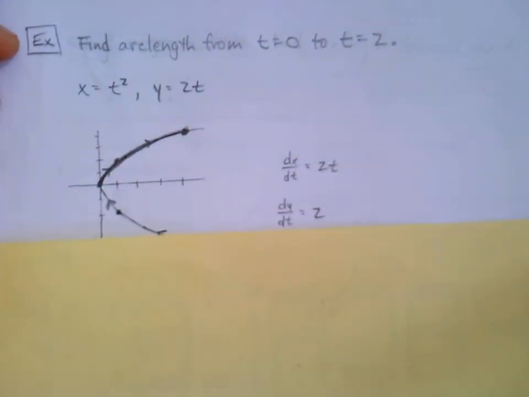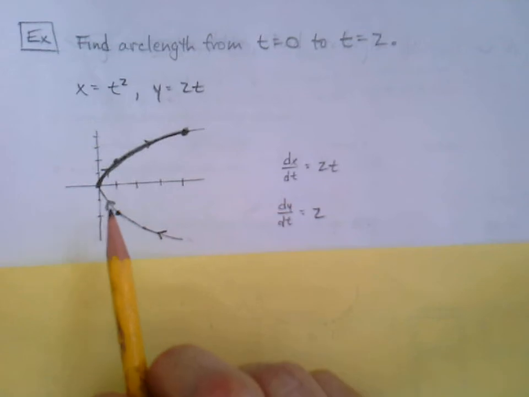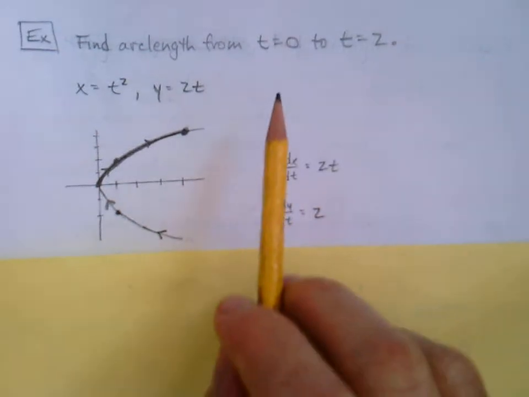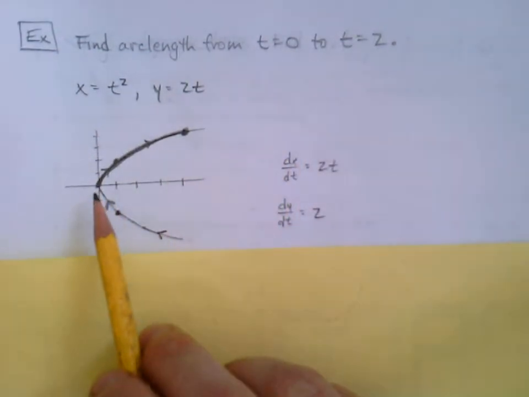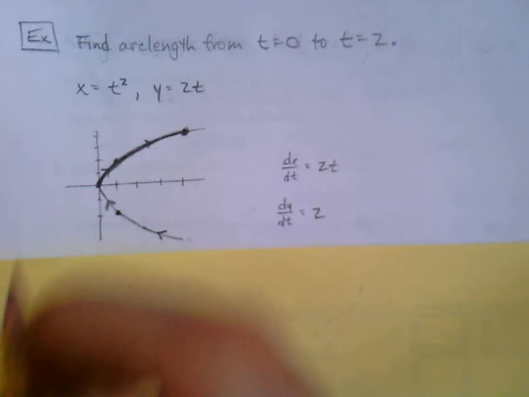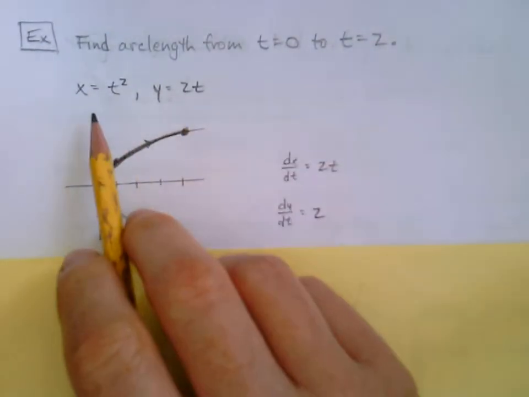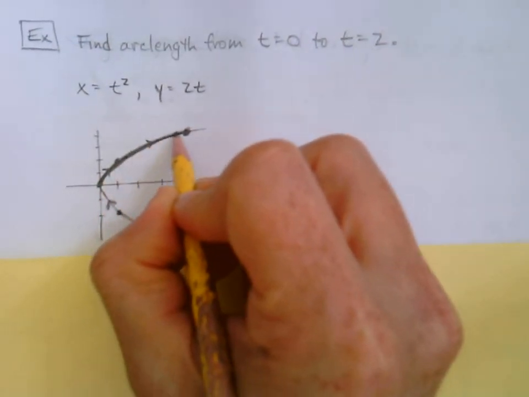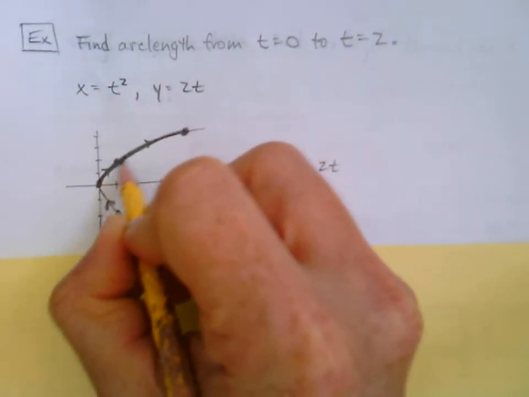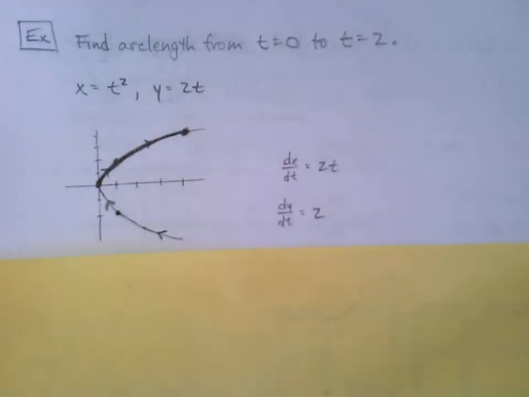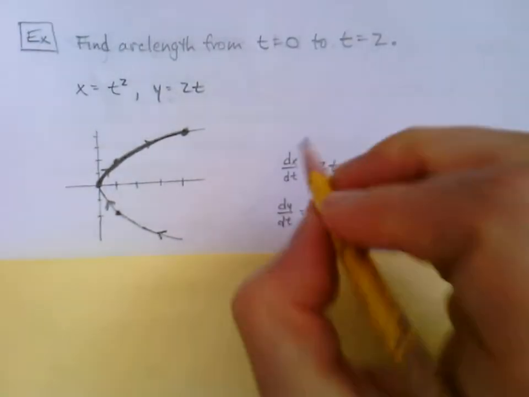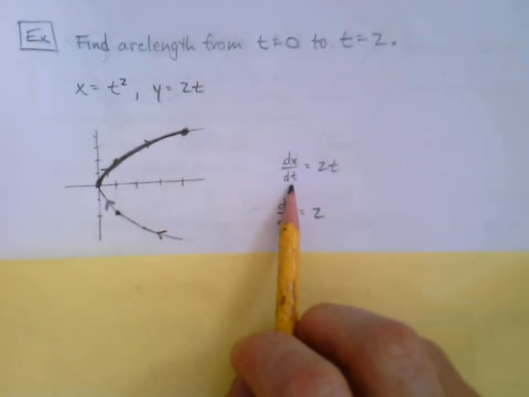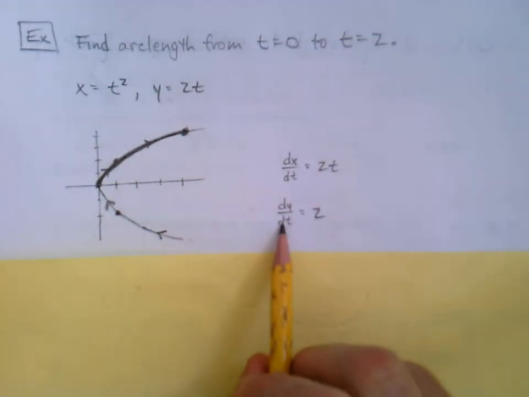So here's the graph. I've got the derivatives there also, but the graph ends up being this sideways parabola. But if we look at it from t equals 0 to t equals 2, t equals 0, well, we can tell that's going to be 0, 0. T equals 2 is at 4, 4. So it's just this portion that I've tried to bold like that. Okay. So then our derivatives, dx over dt equals 2t, dy over dt equals 2.